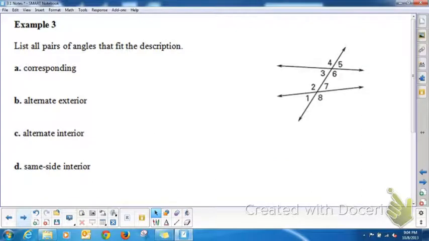List all pairs of angles that fit the description. So, looking at your notes, take a minute, pause this video, and list all the pairs of angles that are corresponding, alternate exterior, alternate interior, or same side interior angles. Take a minute.